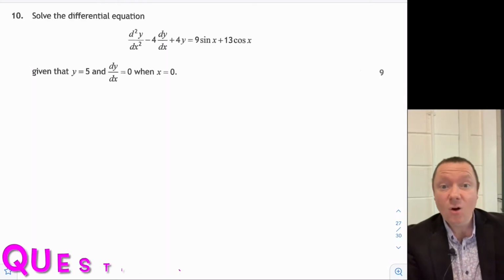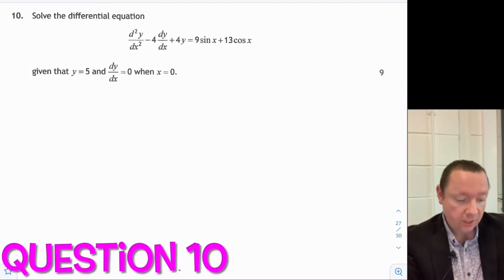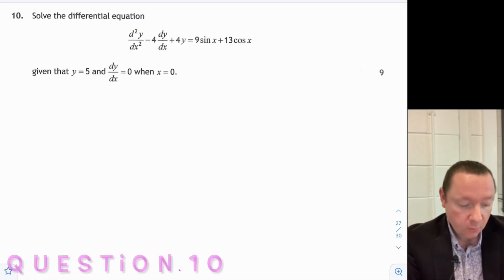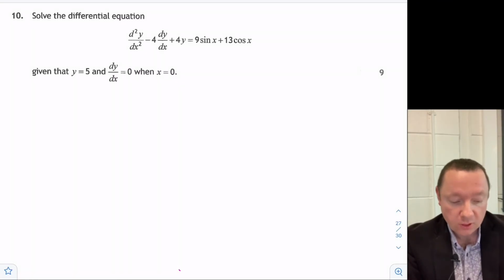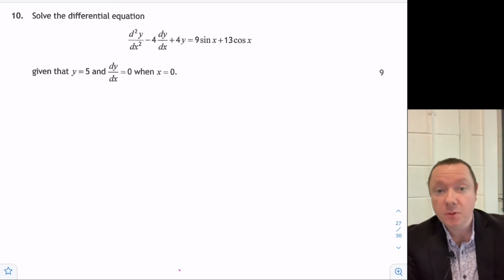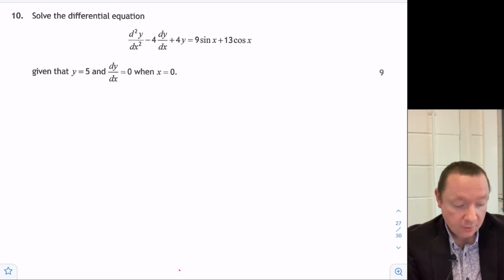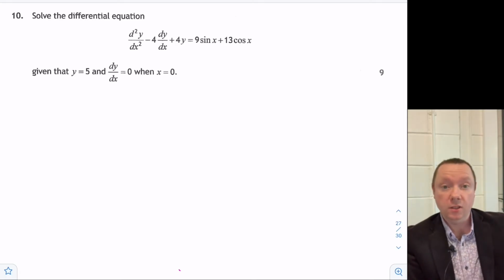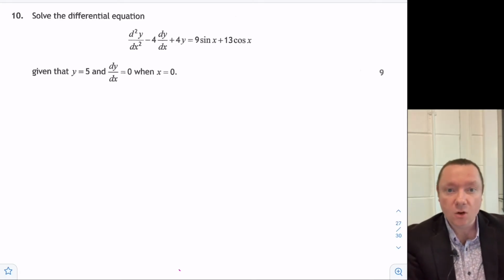And we're done. Okay, question 10 says solve the differential equation d squared y over dx squared minus 4 dy by dx plus 4y equals 9 sin x plus 13 cos x. Given that y equals 5 and dy by dx equals 0 when x equals 0. Strap in. This is going to be a long one.